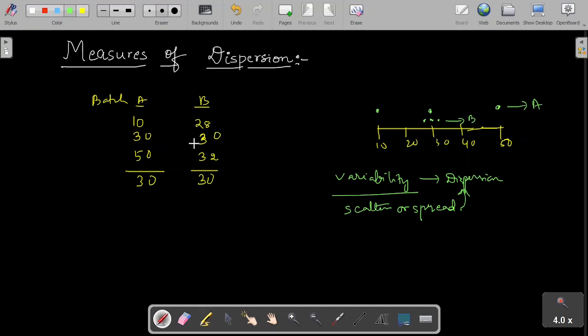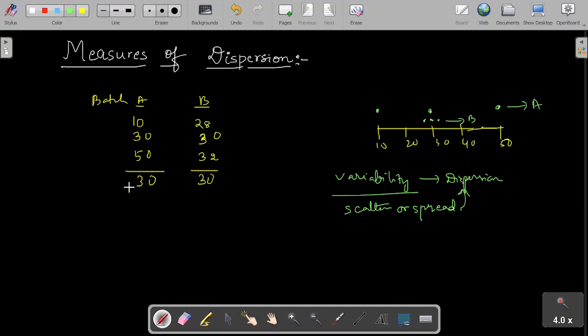Now once you get to know how the data is spread out or scattered, you can get a little more information about the given data. For example, in this batch the marks are 10, 30, 50, and in this batch the marks are 28, 30, 32 out of 50. Here there are average students. So in the first batch there are slow learners as well as average students as well as advanced learners. These kinds of inferences you can make if you know how the data is dispersed.